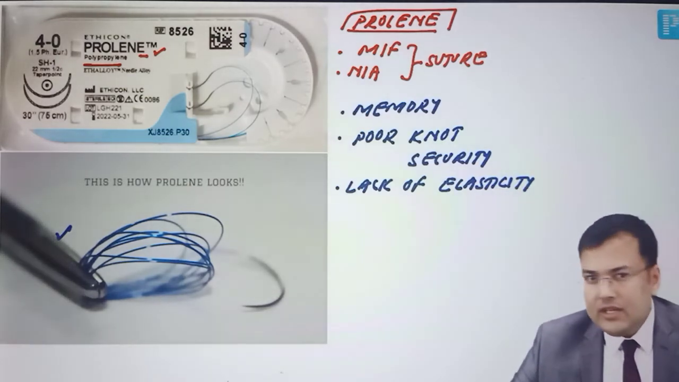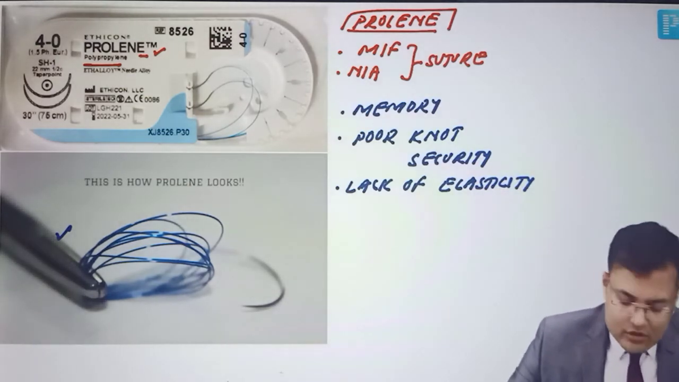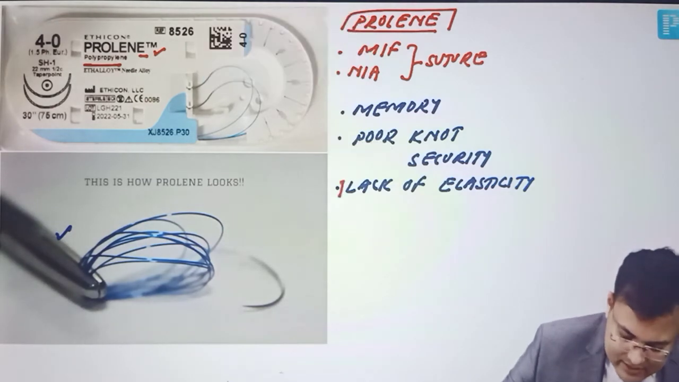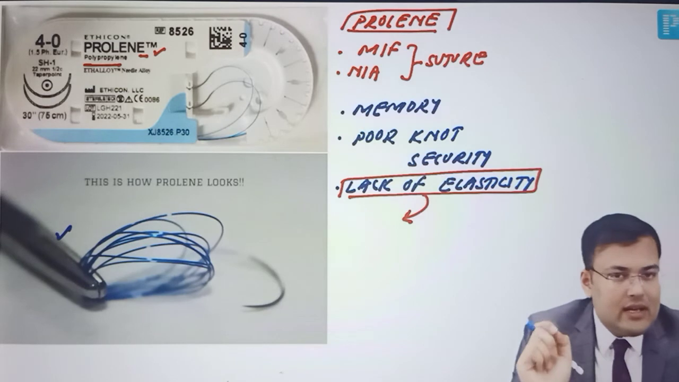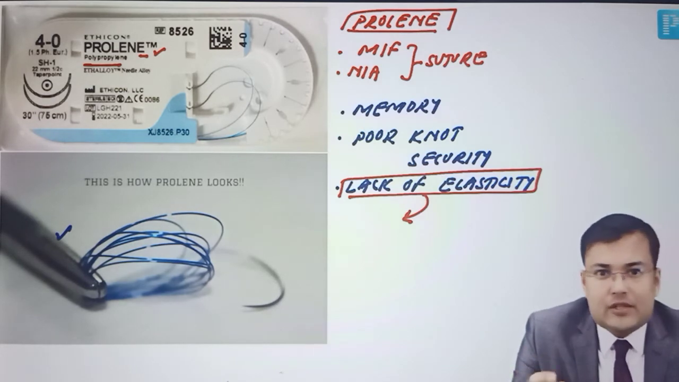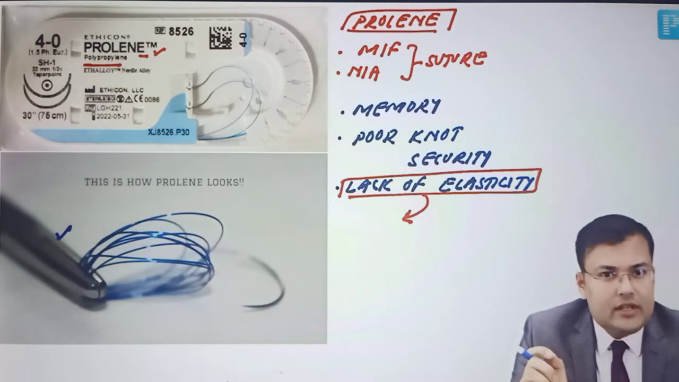But we want to convert disadvantages into advantages, right? Since there is lack of elasticity, we can use this suture for airtight anastomosis. And where is airtight anastomosis required? It is required in cases of vascular anastomosis. So this suture is used for vascular anastomosis, and this question was asked in NEET.